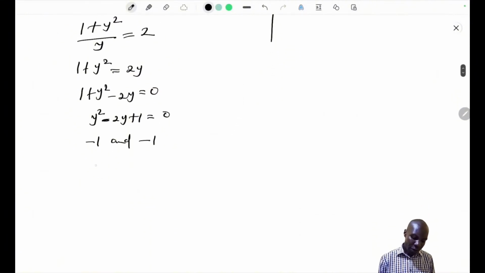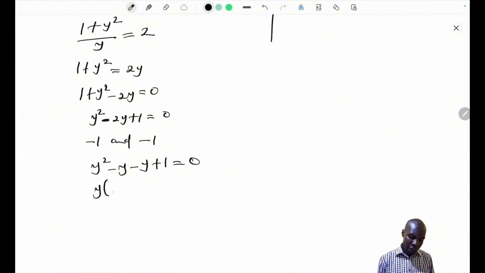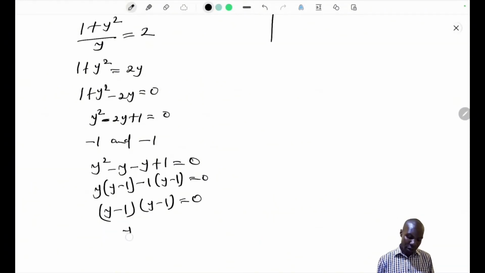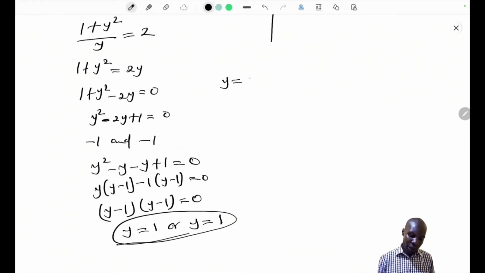So we are going to have y squared minus y minus y plus 1 equal to 0. Collect common factor. We have y in bracket y minus 1, minus 1 in bracket y minus 1, equal to 0. So y minus 1 in bracket y minus 1 is equal to 0. y is equal to 1 or y is equal to 1. So we get that y is equal to 1.